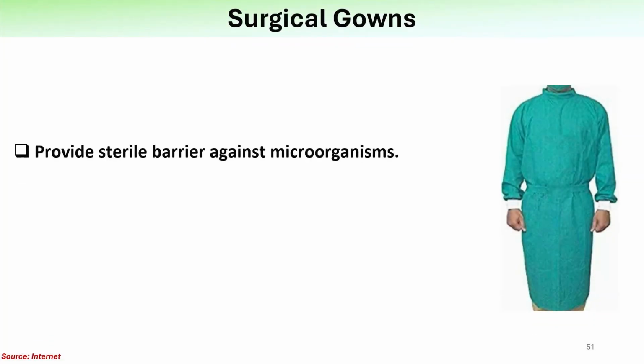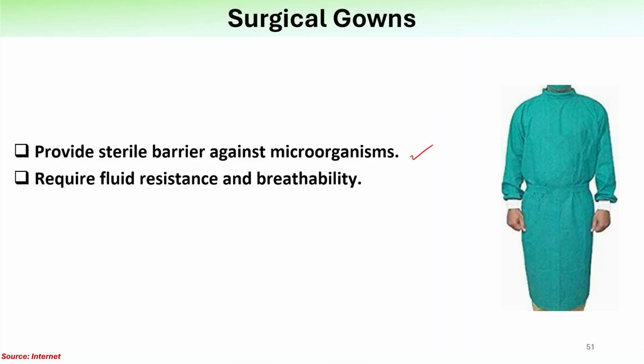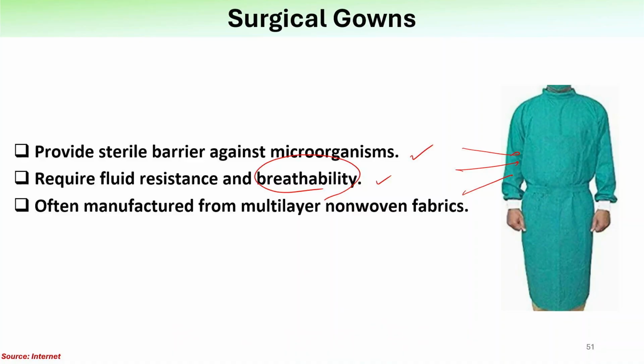The surgical gown provides a sterile barrier against microorganisms like bacteria and virus, and requires fluid resistance and breathability. Fluid resistance is important to prevent any external fluid like blood or other contaminated fluid from penetration, but at the same time it requires breathability. Often manufactured from multi-layered non-woven fabrics.